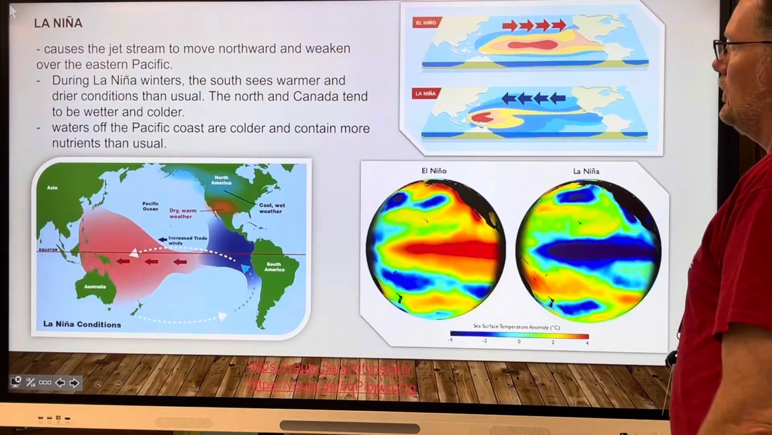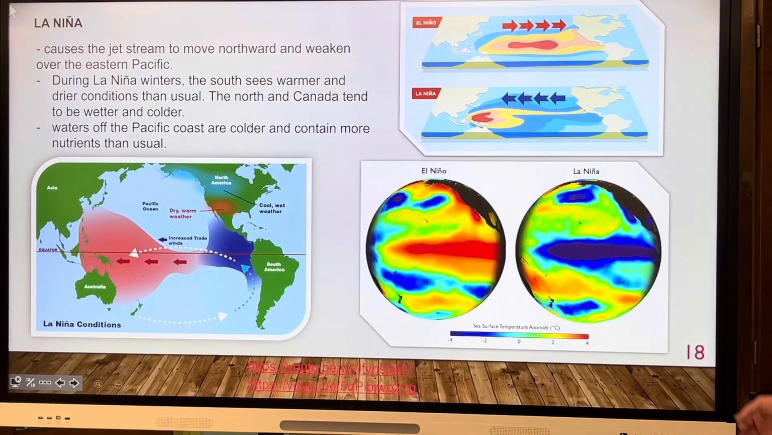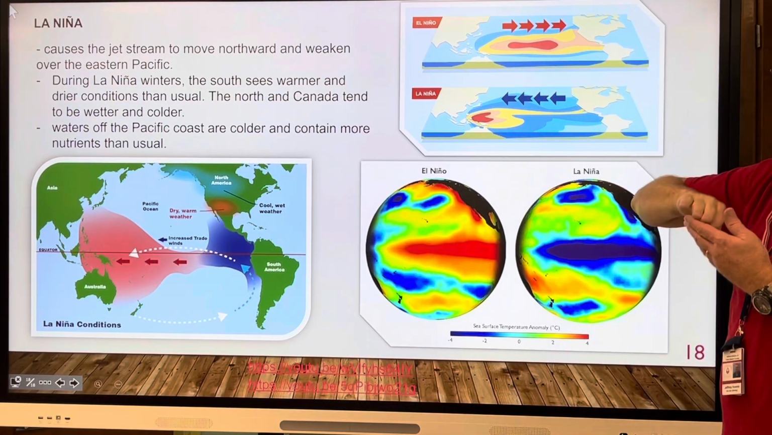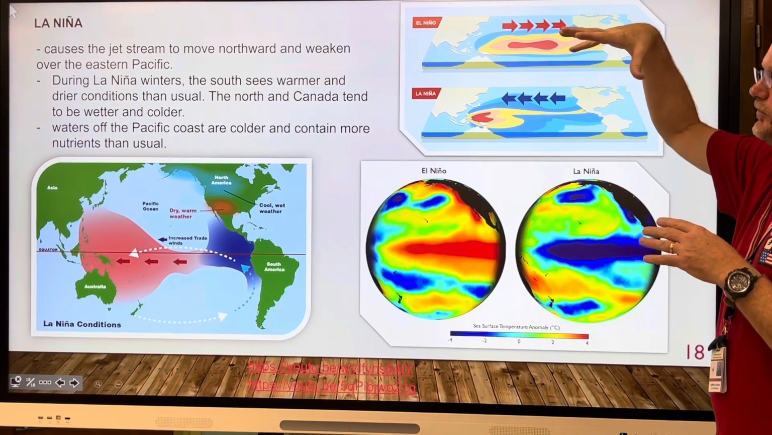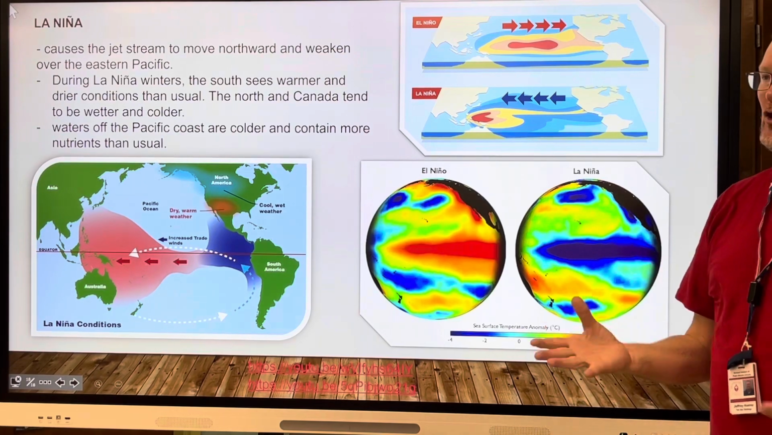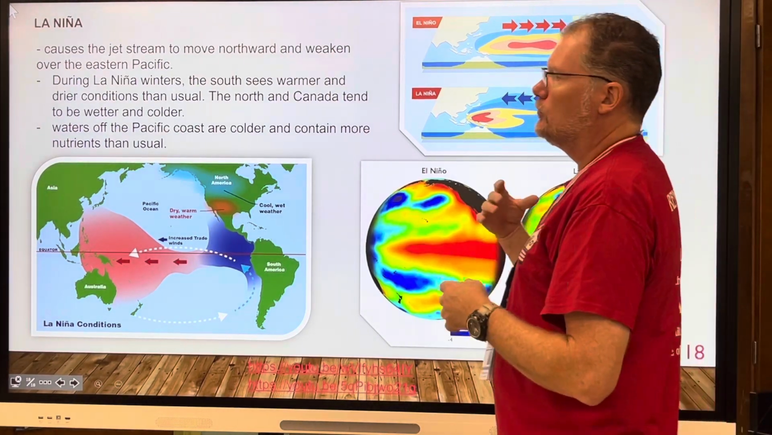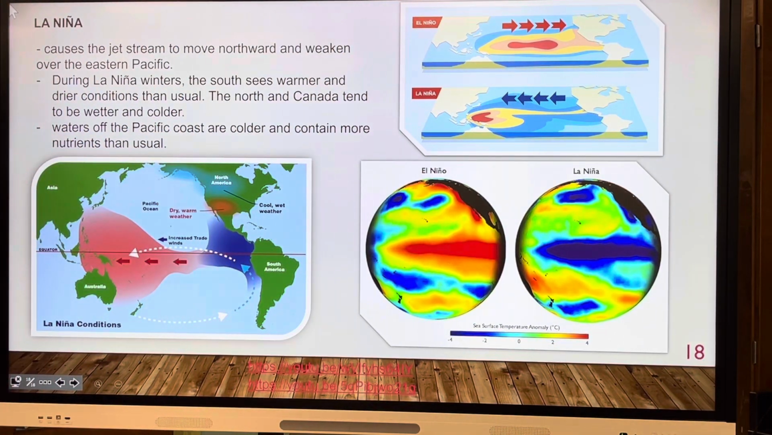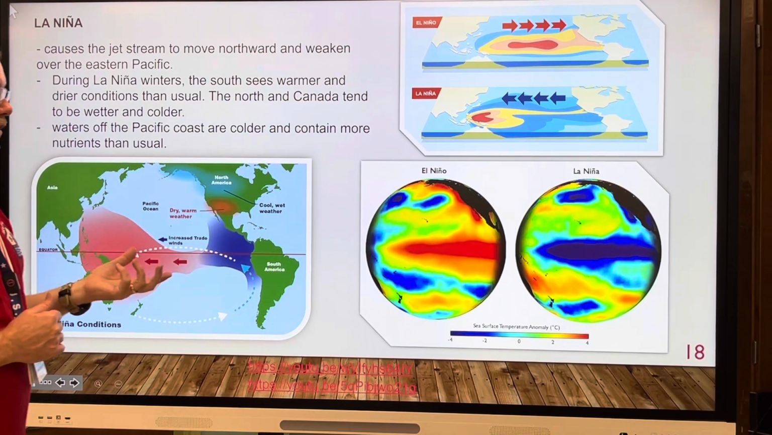And then La Nina, see here the difference between El Nino and La Nina. This causes the jet stream, which is high-level winds in the atmosphere, to move northward and weaken over the Pacific Ocean. It's a lot of information, I know, but we're going to talk more about this in the future. During La Nina winters, the South sees warmer and drier conditions than usual, and the North and Canada get wetter and colder. Waters off the Pacific coast are colder and contain more nutrients than usual.